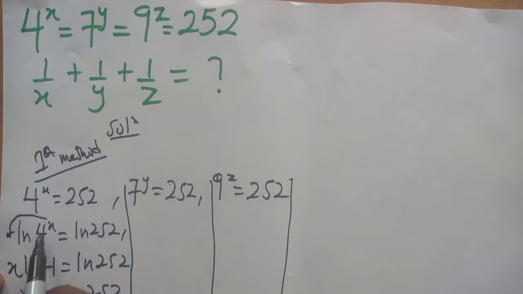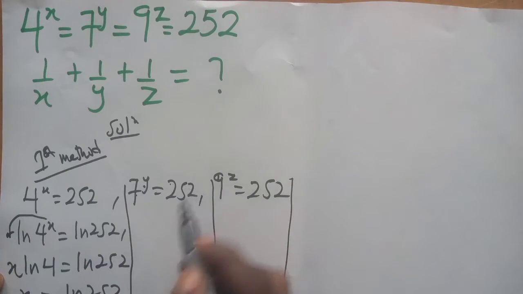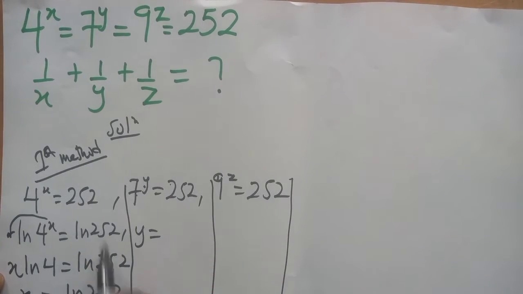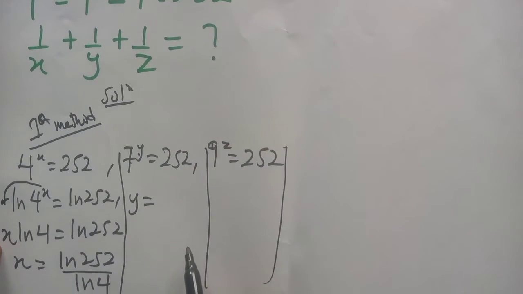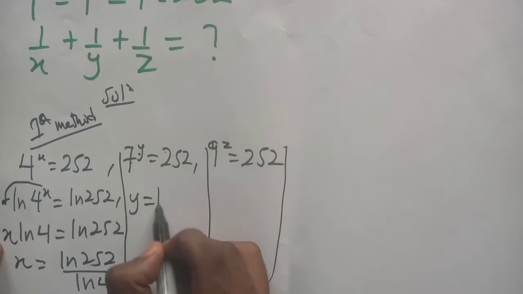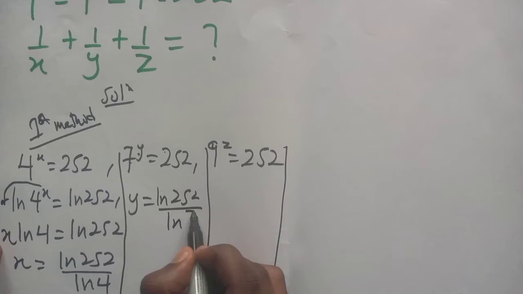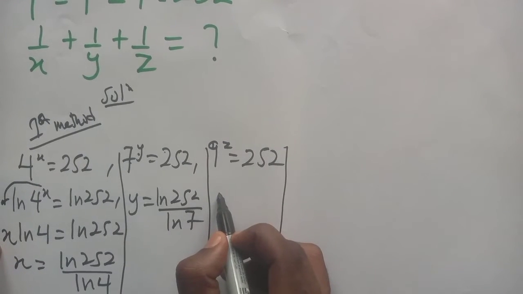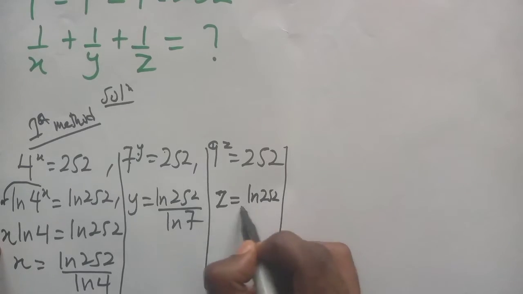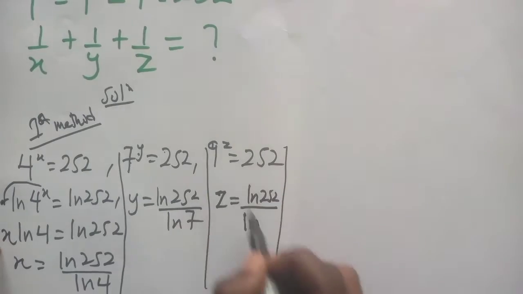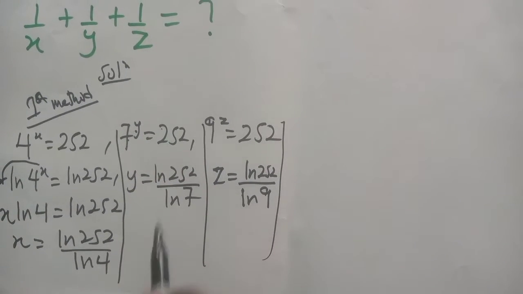So you realize that this place is 4, this place is y, and then the 252 is there. Using this approach, y here is basically going to be equal to ln 252 divided by ln 7, and then z here also becomes z equals ln 252 divided by ln 9, right?